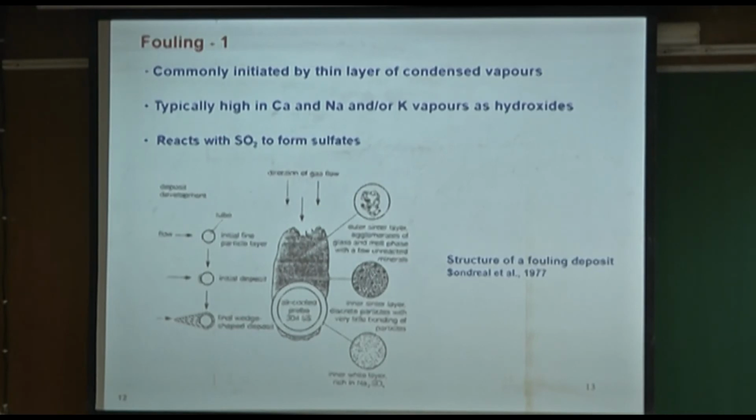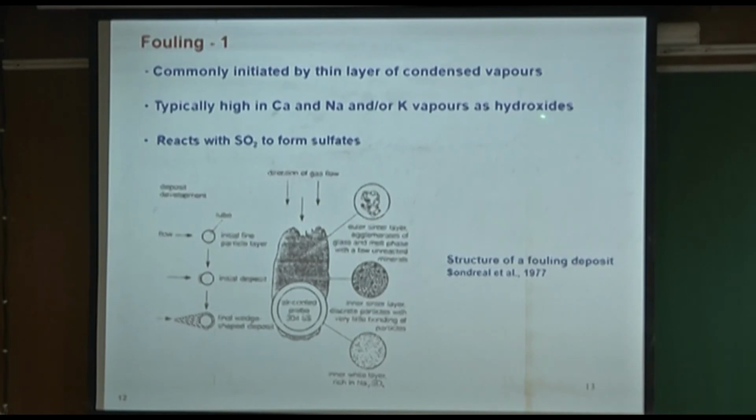The fouling is slightly different. Fouling is not in the high temperature zone inside the furnace. It is where you have the reheaters and the economizers, that area, downstream. There, typically it is initiated by a thin layer of condensed vapors of the alkaline species, hydroxides of sodium, chlorides, etc., and if they are present, sodium sulfate as well.